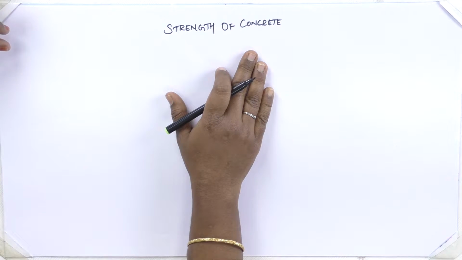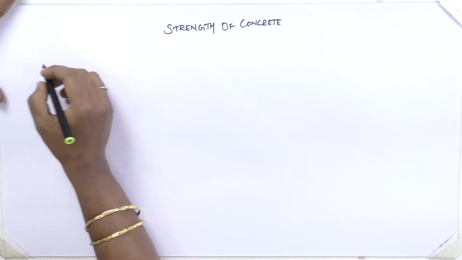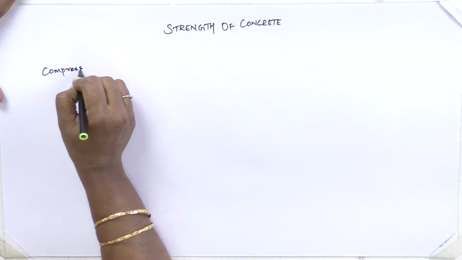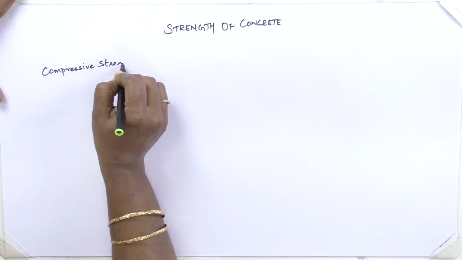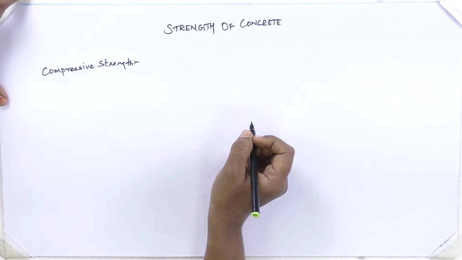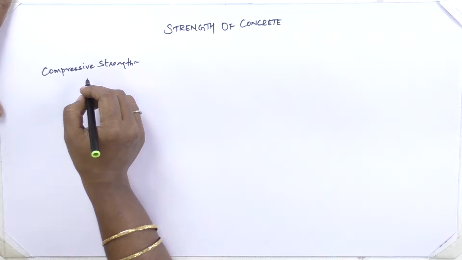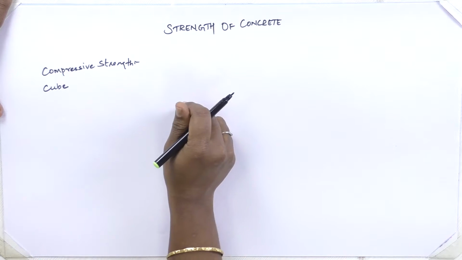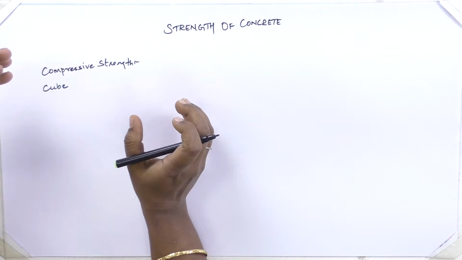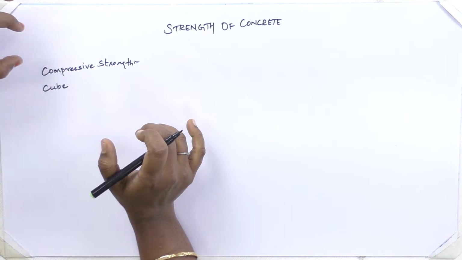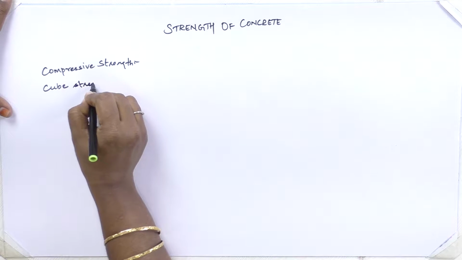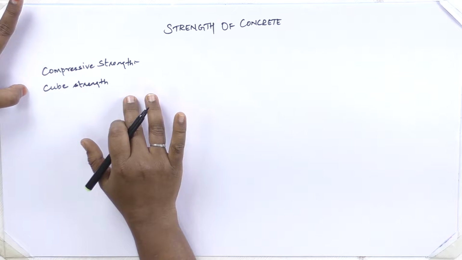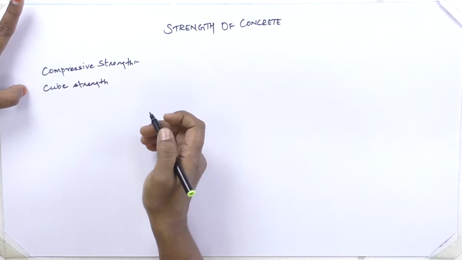And in the strength property, we will be mainly discussing the compressive strength of concrete. Again, this compressive strength is nothing but the cube compressive strength of concrete. Why do we need this cube strength? What is the need of this cube strength, and how do we determine it? These things we will discuss in this lecture.